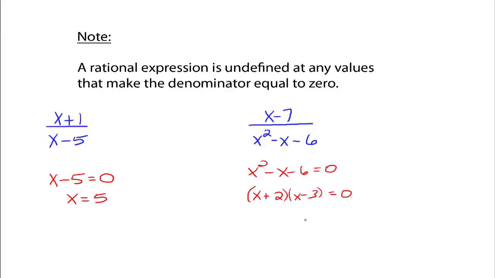Right? So now we set each factor equal to 0. You'd have x plus 2 equals 0, x minus 3 equals 0. So x equals negative 2 or x equals 3. If x is either one of these numbers, negative 2 or 3, then our rational expression up here is undefined. All the other numbers are fine, right? But negative 2 and 3 make our denominator equal to 0. Everybody understand that? Because that's the idea on finding out what makes a rational expression undefined. You're just trying to figure out what numbers make the denominator 0.